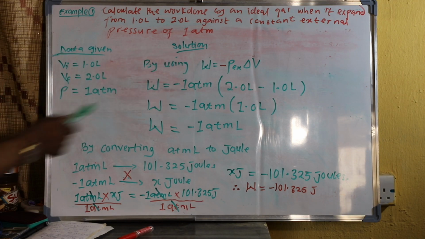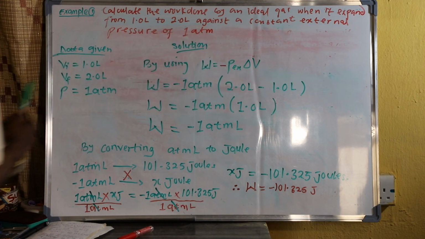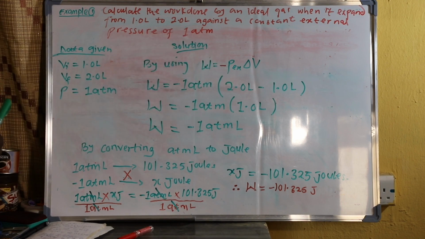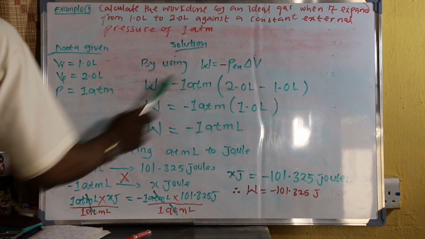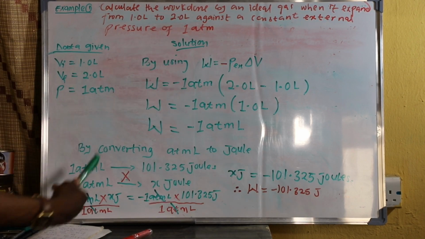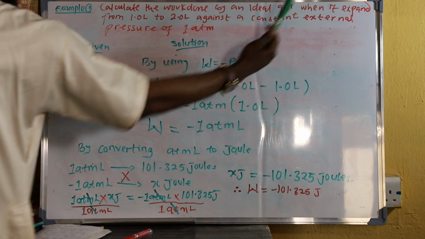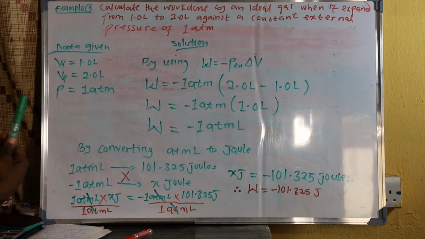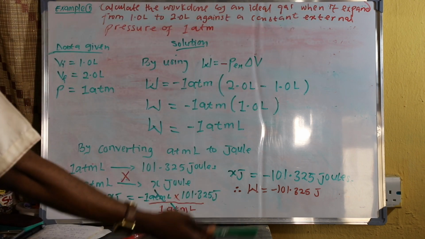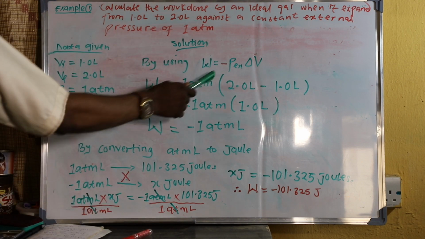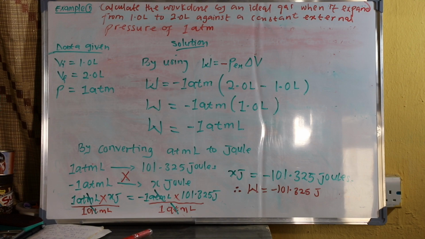By using work is equal to minus P_ex dV. The reason why we put this negative sign is the work is done by the environment, not by the system. It is a constant external pressure. The work is being lost by the environment. So that is why we use W is equal to minus P_ex dV.